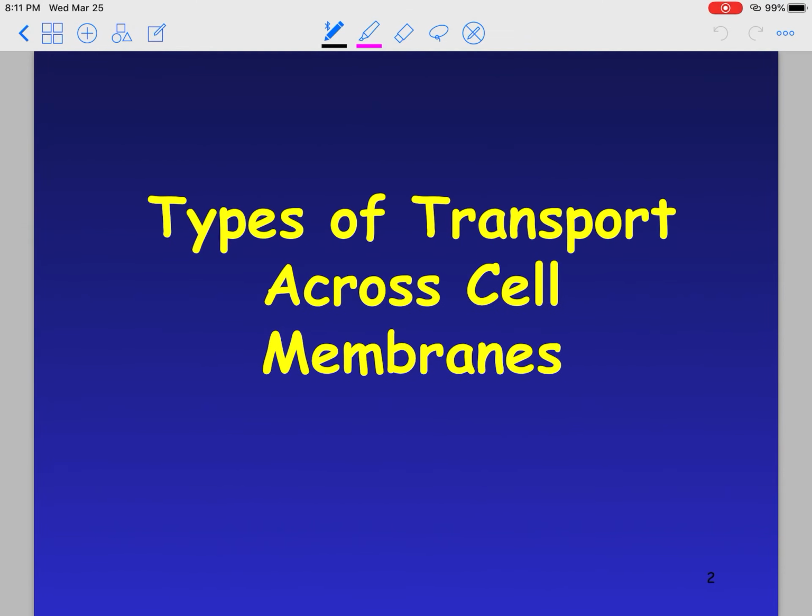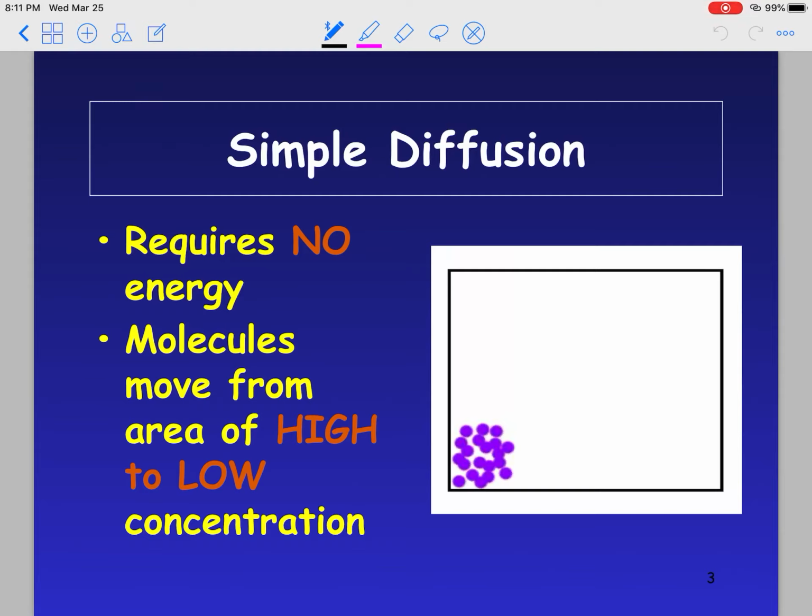All right, and we're going to look at some different types of cell transport. The first one is simple diffusion. This can be where it does not require any energy. In other words, this is going to happen on its own without us mixing the solution or stirring it or doing anything to it.